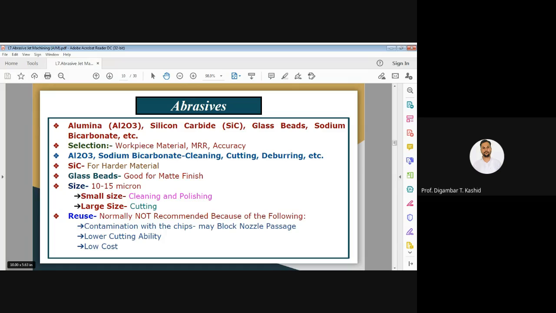Now, how to select the abrasives? The selection of the right kind of abrasive particles for this AJM process totally depends upon the workpiece metal property.